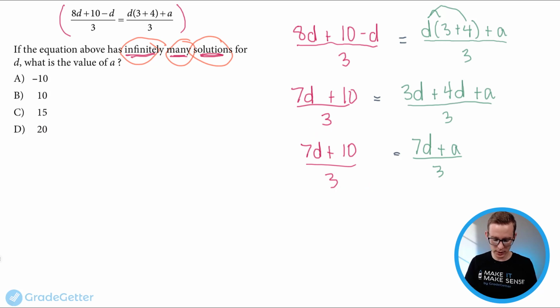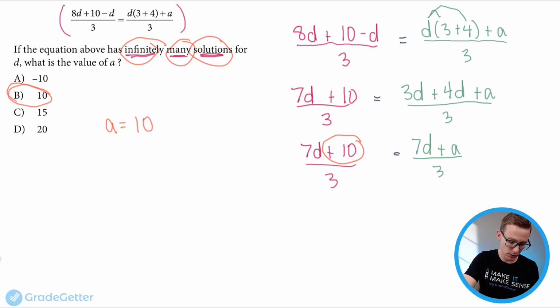Well, just looking at it, these things are really similar, right? I've got a 7D, all over 3, and 3. All that's missing is this plus 10, right? I've got a plus 10 on the left-hand side and a plus A on the right-hand side. Well, then it is pretty obvious what A needs to be. A should be this plus 10 here in order for the left-hand side to match the right-hand side. So that's going to be my answer. A should equal 10 for there to be infinitely many solutions. So our correct choice is letter B.